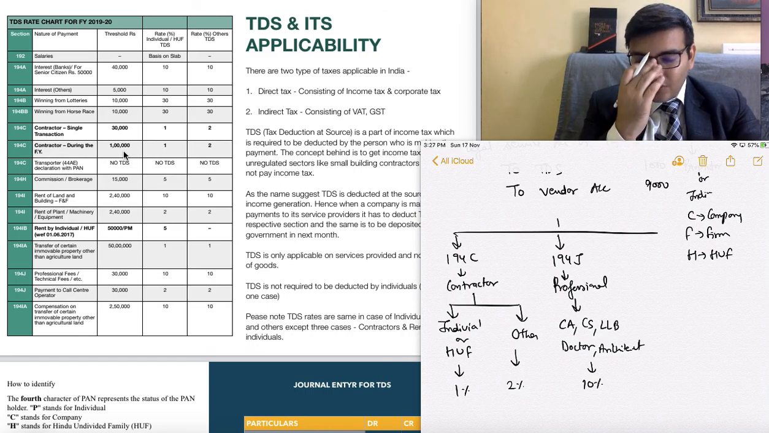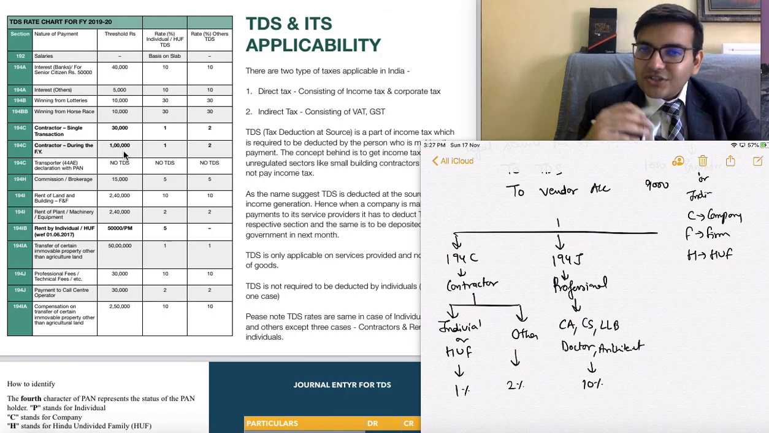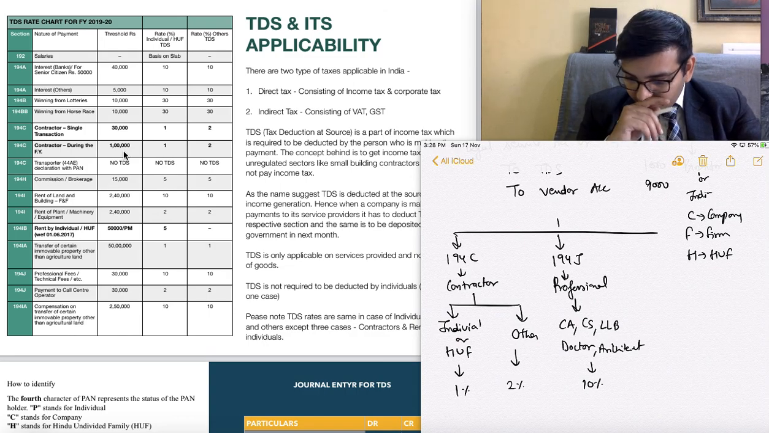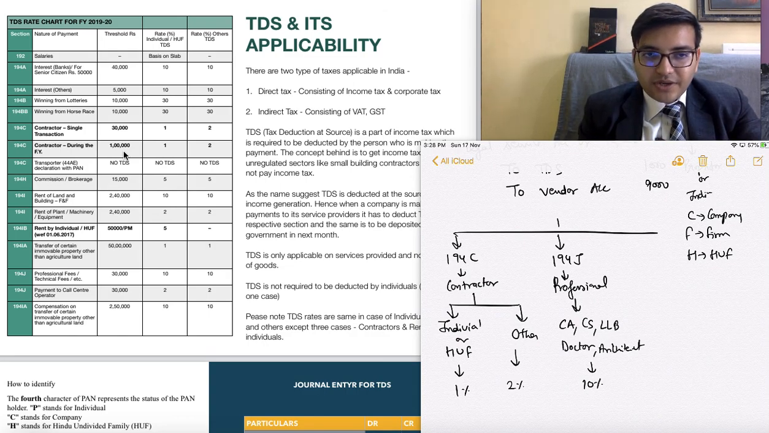Simple as that, okay. Because deducting TDS in excess is not a crime, but if you are deducting it in short, then you'll be liable for it. So be on the safer side, okay. So this is how we do it in the contract.